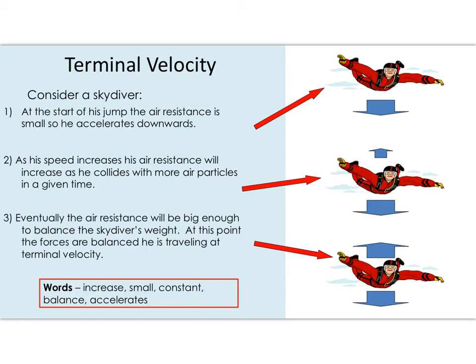As you get faster, you're going to collide with more air particles, which means your air resistance is going to increase. So you can see here, we're having an increase in the air resistance because we're colliding with more particles in a given time. Eventually, the air resistance will increase to the point at which it's the same size as the weight force acting down. That means there will be no resultant force acting on the skydiver at this point, which means you will no longer accelerate, and therefore he's reached a constant velocity, and that is his terminal velocity. That's the fastest speed he can travel at.